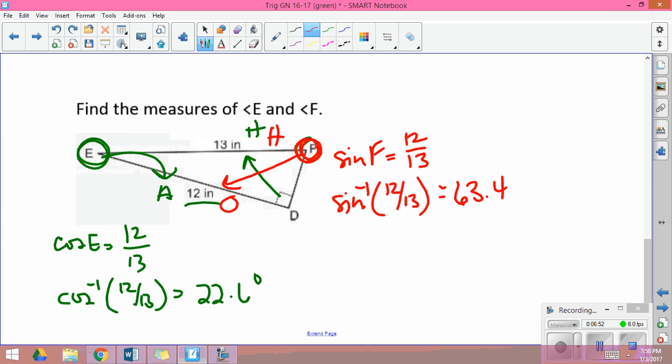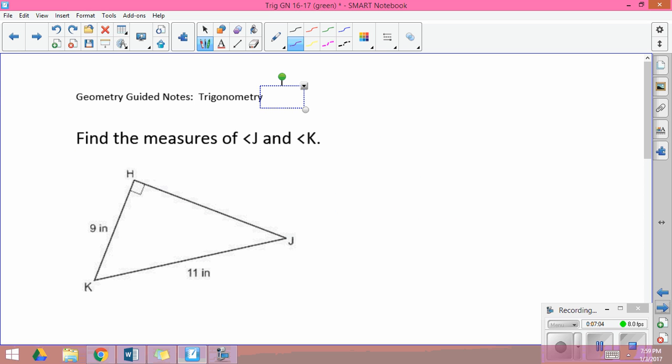And now we can check. If we add 22.6 and 63.4 and 90, we better get 180. And in this case, it does work. So one more example, finding J and K.